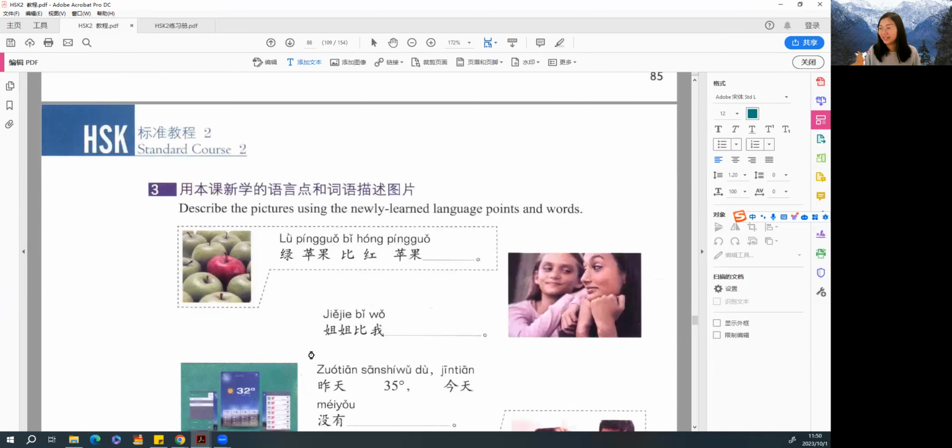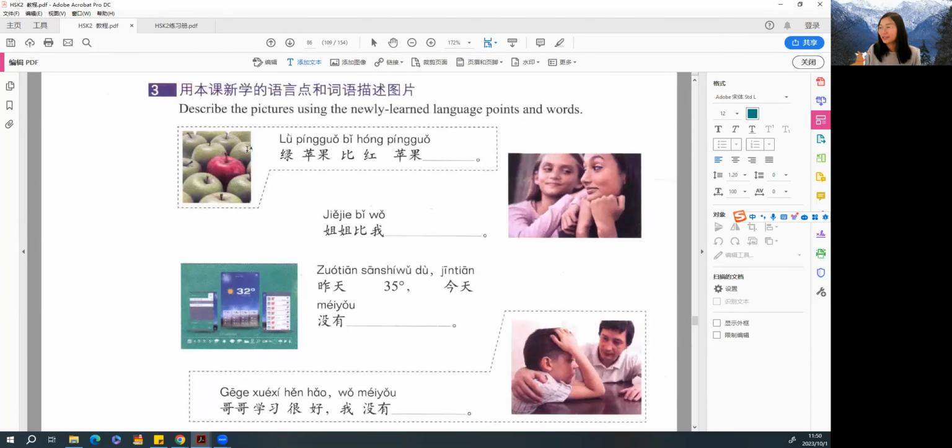All right, so my favorite exercise, looking at the pictures and describing them. 绿苹果, the green apple, right? 绿色 is green, 绿 is green. 比红苹果 then we use our new word 便宜 or 贵. 姐姐比我 how old? You should know that 姐姐 is always elder sister, always older than us, alright? So you are not going to say 姐姐比我小, that's not possible, alright?